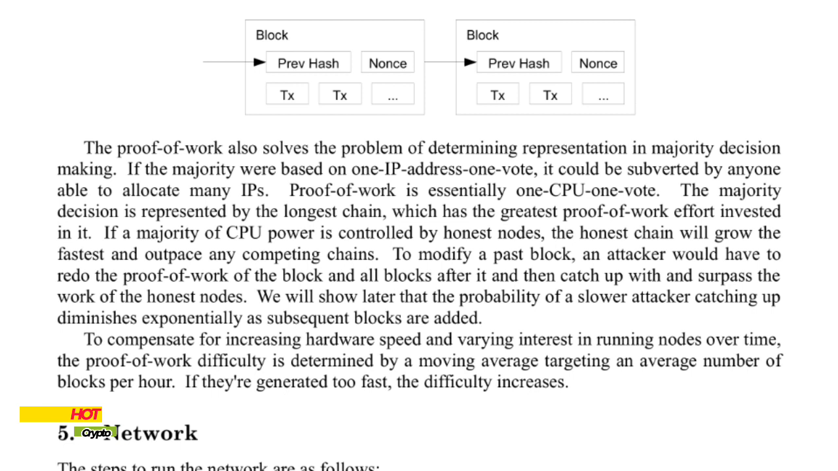To compensate for increasing hardware speed and varying interest in running nodes over time, the proof of work difficulty is determined by a moving average targeting an average number of blocks per hour. If they're generated too fast, the difficulty increases.